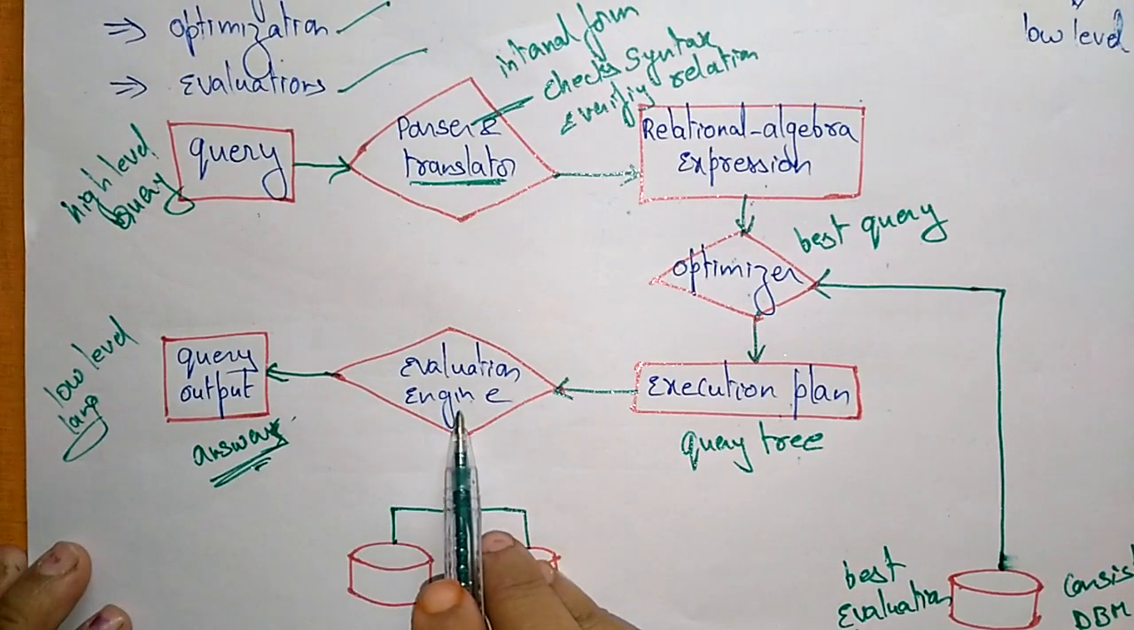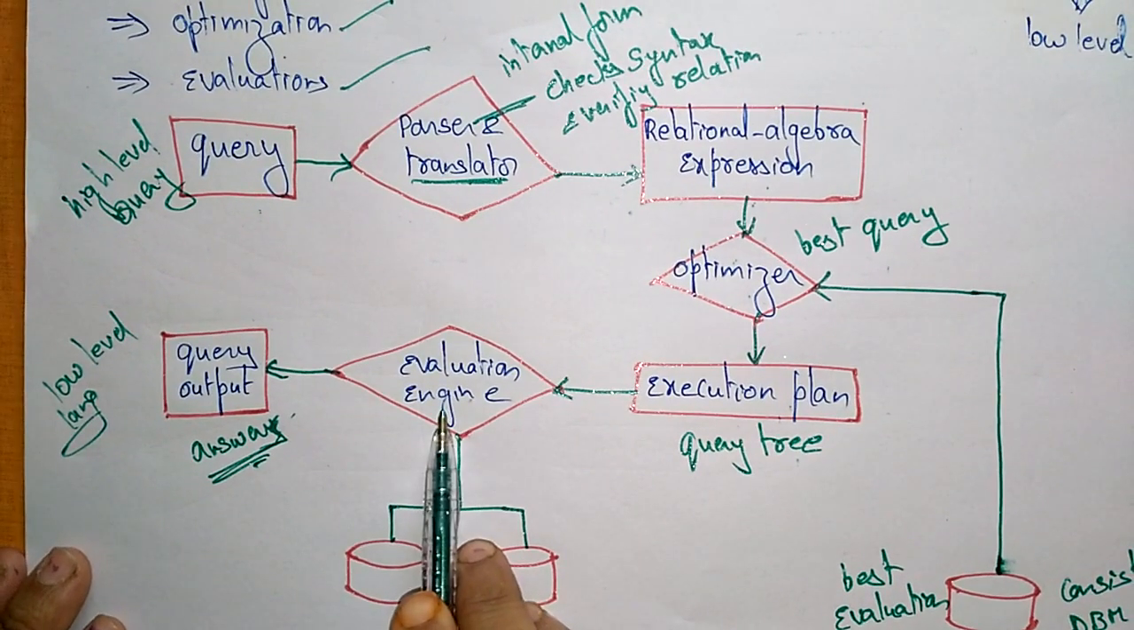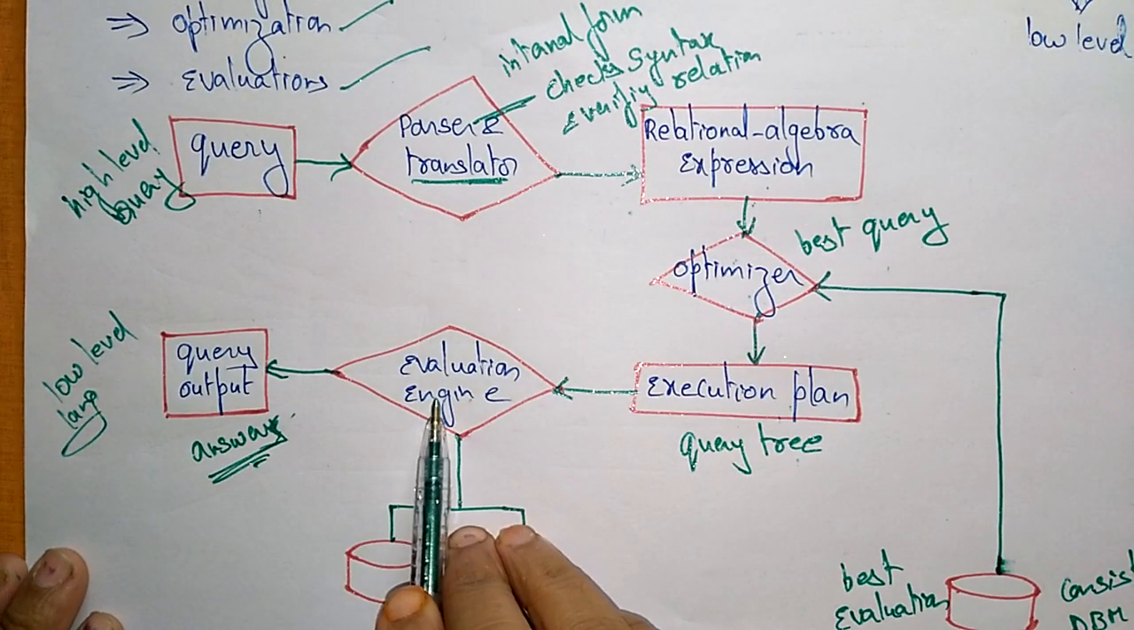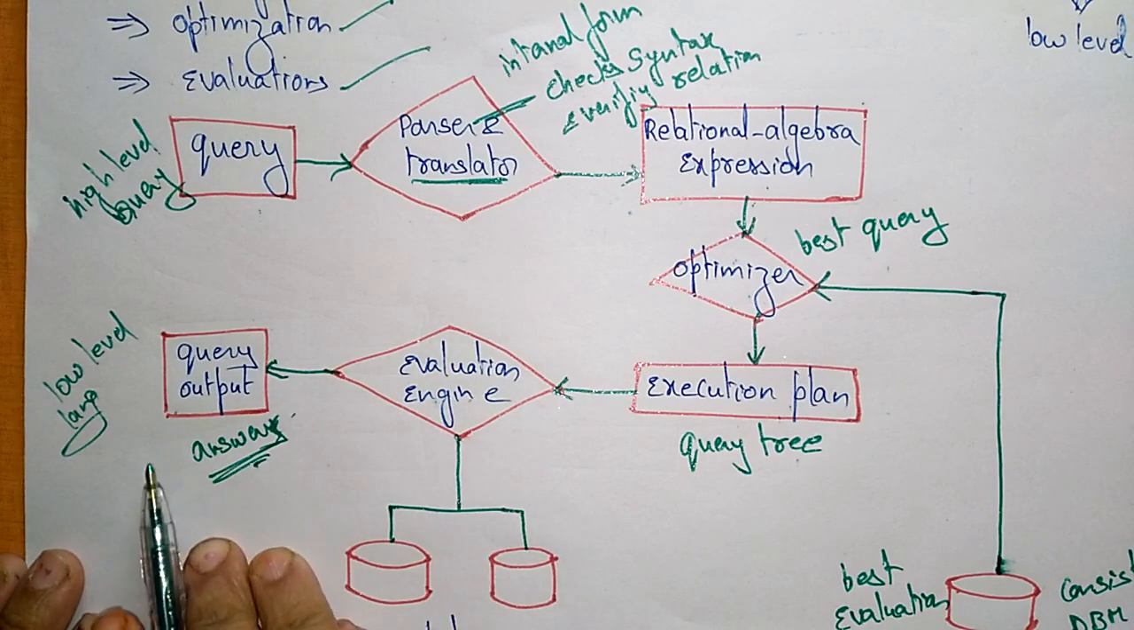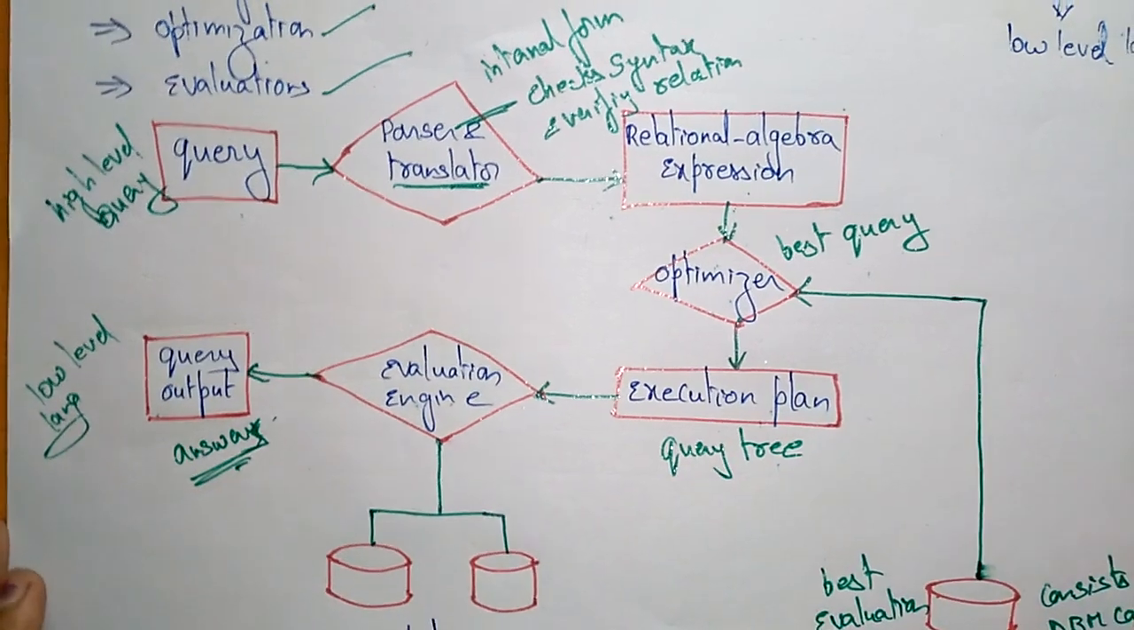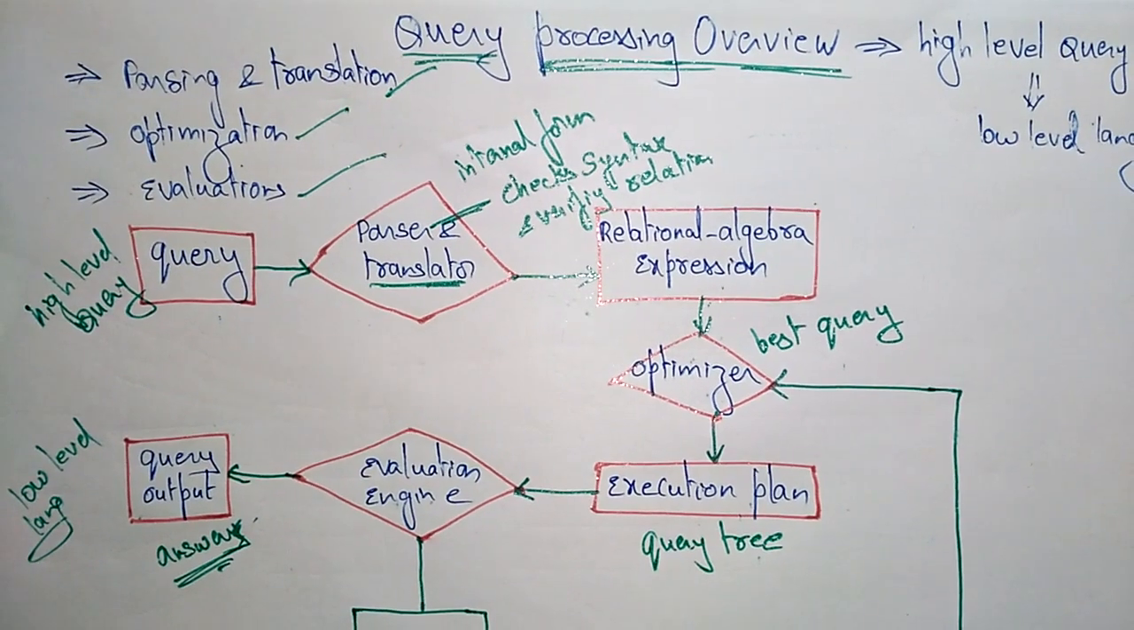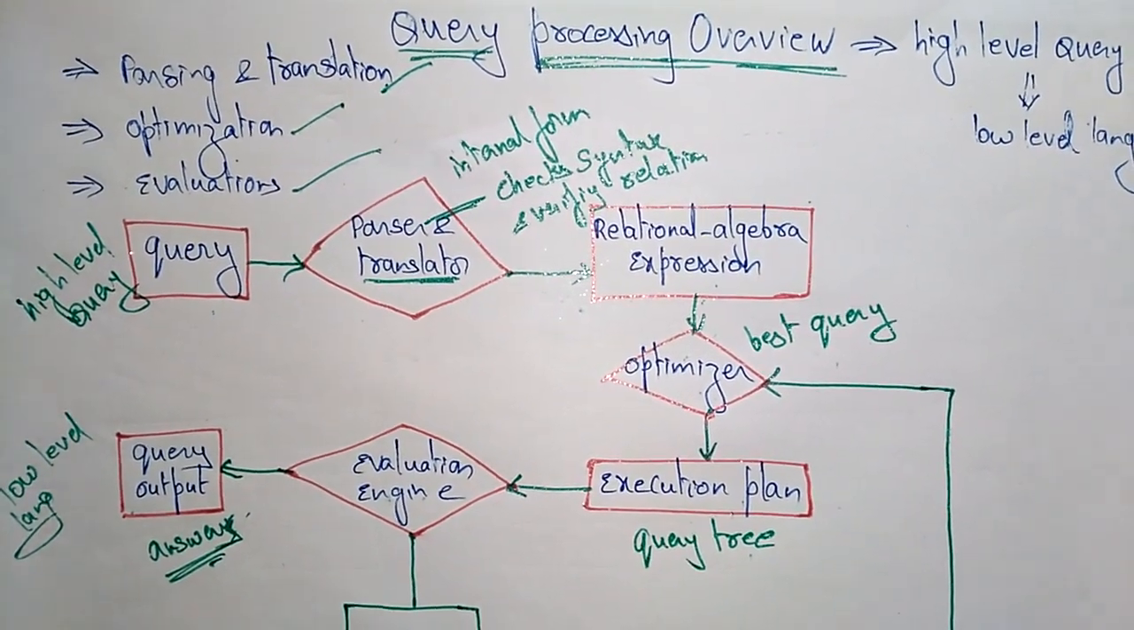Now the evaluation engine will send that selected query to the query output. So here you will get the answer, the exact query that the database wants. Okay, so let us take one example.